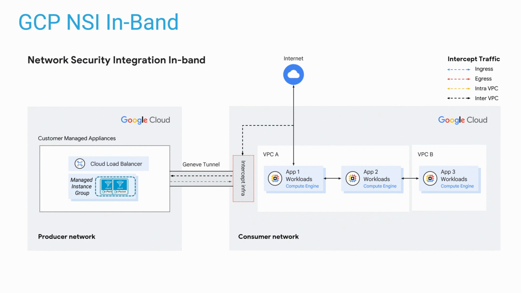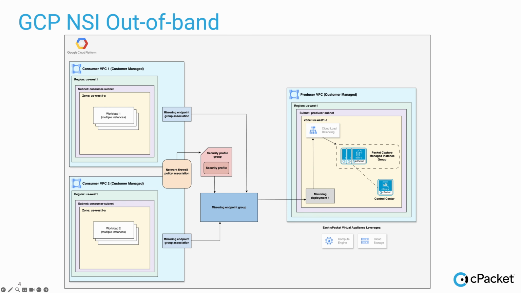But where I'll spend more time today is our out-of-band service. The out-of-band service is, you could argue, a bit easier to deploy. There are certainly pros and cons of in-band and out-of-band scenarios, and working with customers, we can better understand which scenario may work better for them. But in an out-of-band scenario, you simply enable a packet mirroring service, and we have a very similar topology.